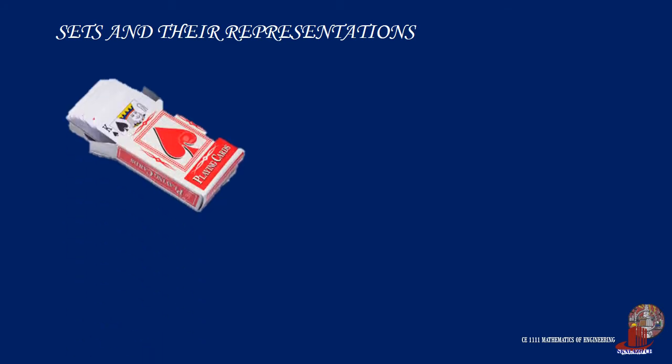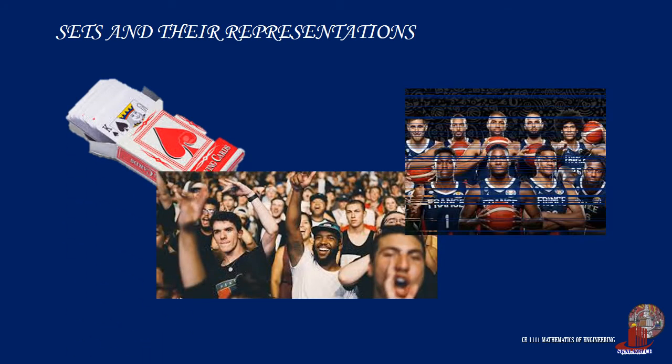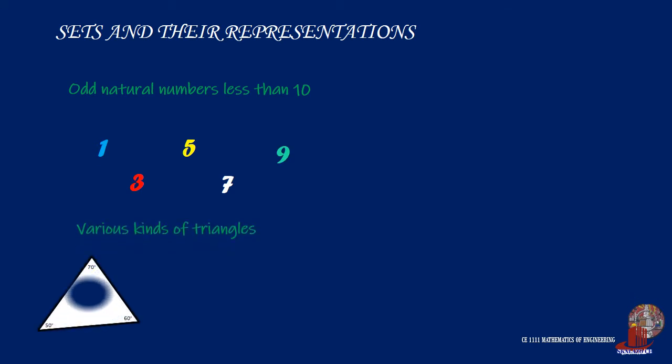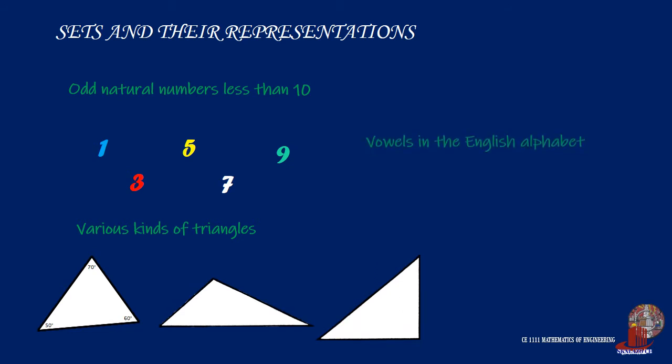In everyday life, we often speak of collections of objects of a particular kind, such as a pack of cards, a crowd of people, or even a basketball team. In mathematics, we also come across collections, for example, of natural numbers, points, prime numbers, and the others. More especially, we examine the following collections: odd natural numbers less than 10, that is, 1, 3, 5, 7, and 9, or various kinds of triangles, and the vowels in the English alphabet, namely A, E, I, O, and U.